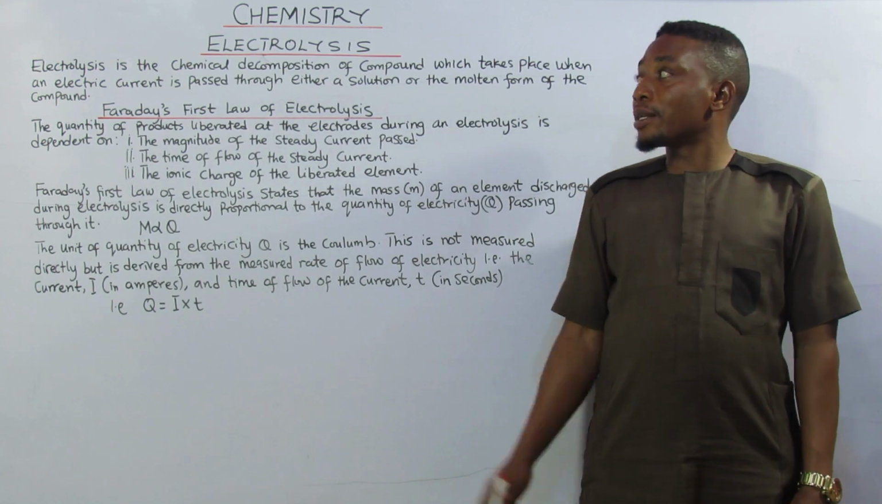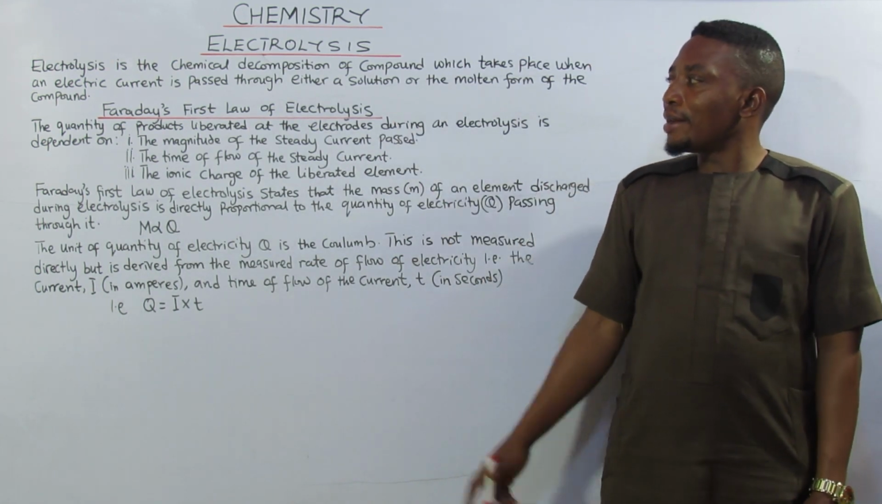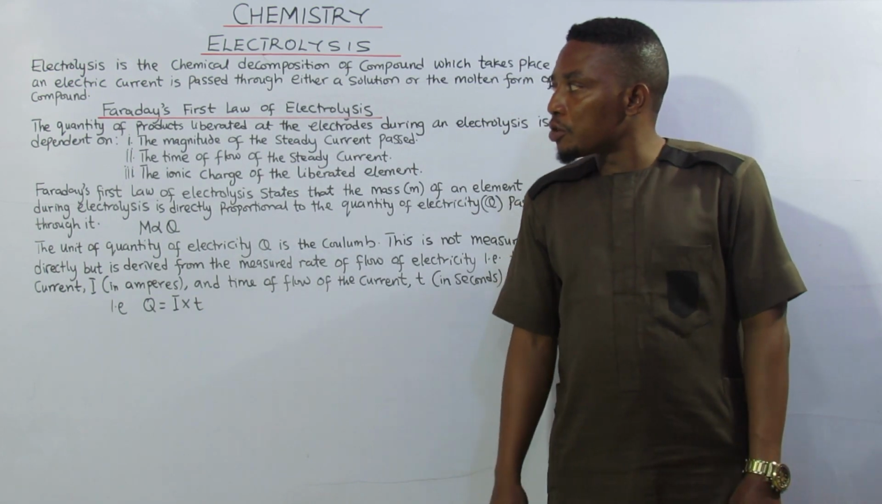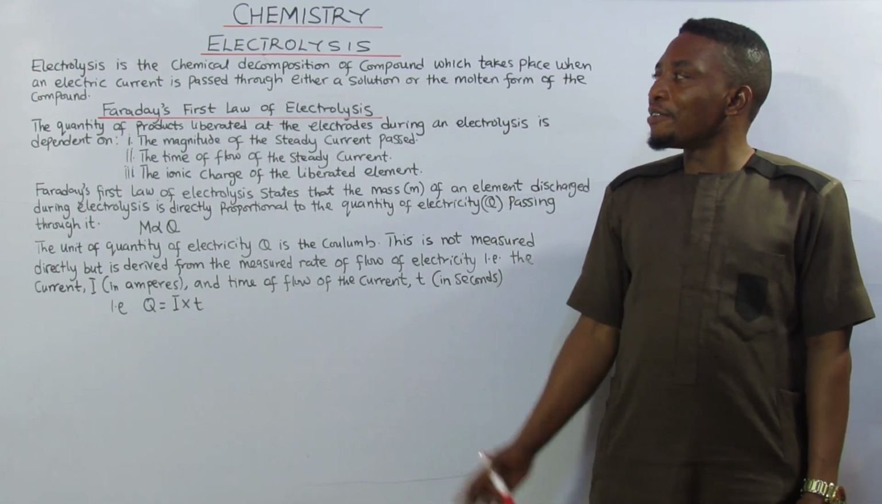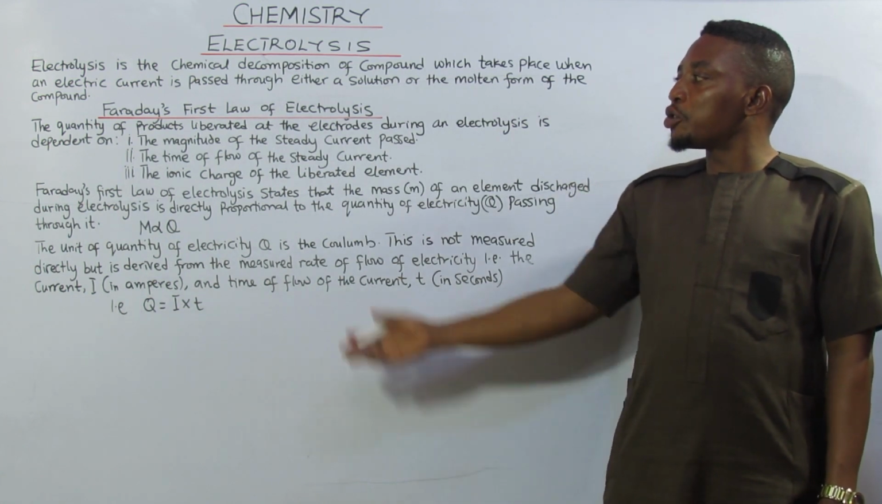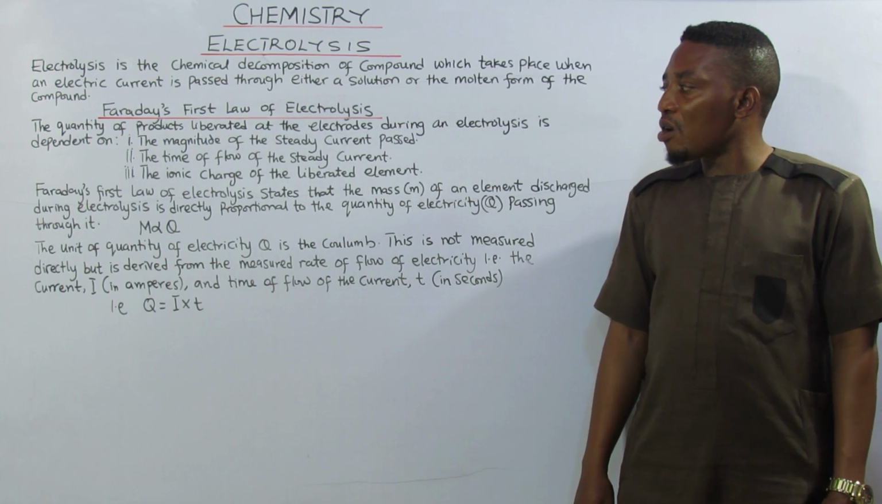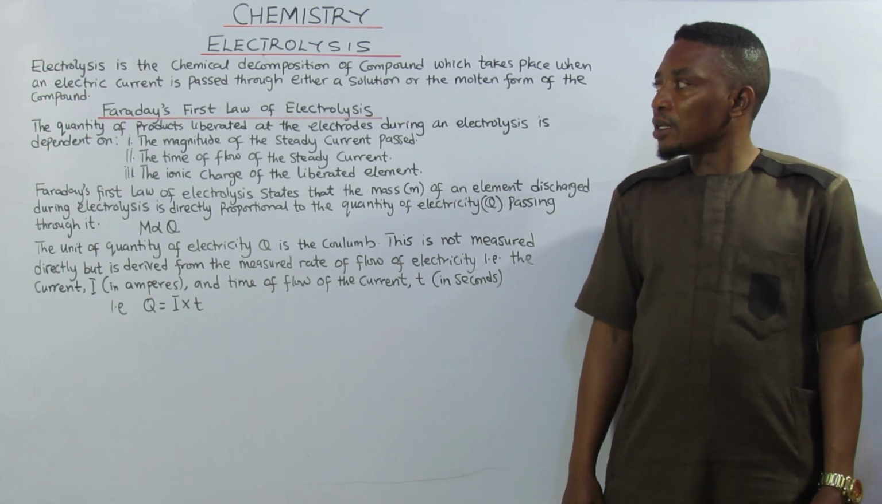Today we are looking at chemistry, topic electrolysis. Objectives. At the end of the lesson, the student should be able to define electrolysis. And also, the student should be able to state Faraday's first law of electrolysis.